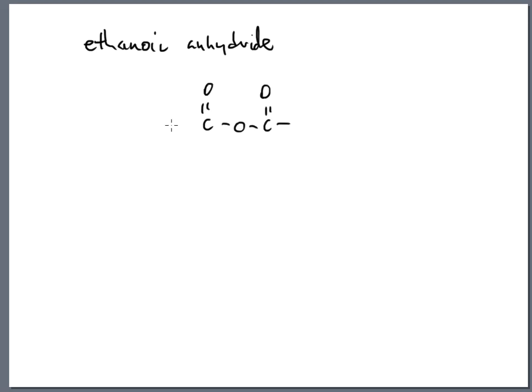Let's draw the structure for the following. Ethanoic anhydride. Pretty simple. Here's how you do it. Anhydride. C double bond O, O, C double bond O. There you go.